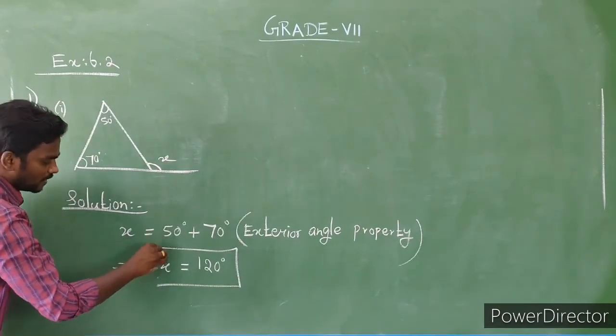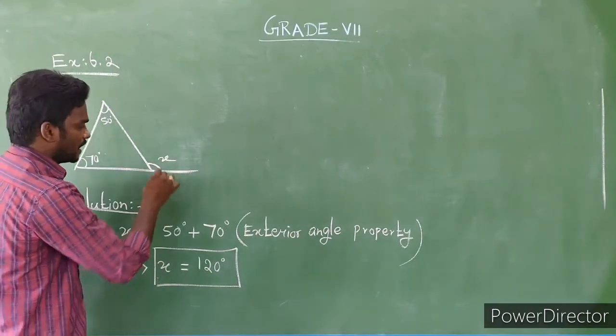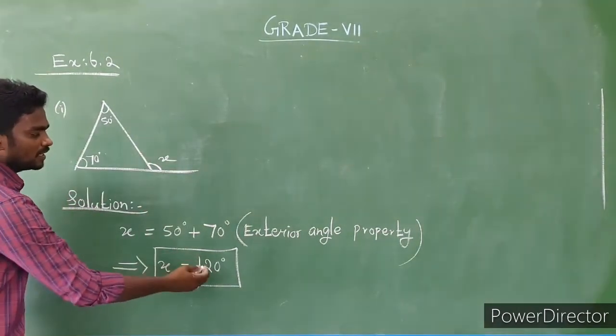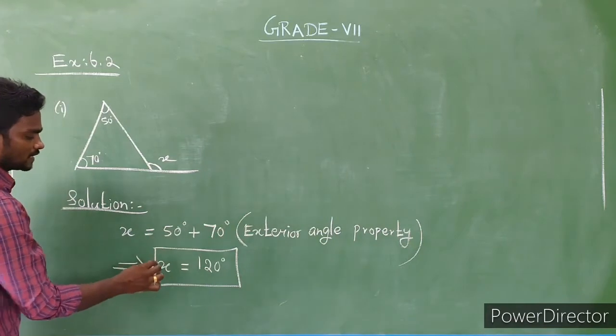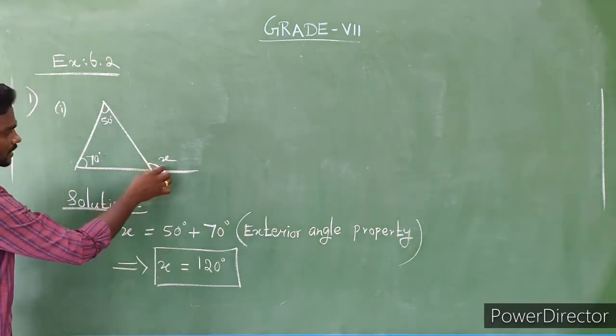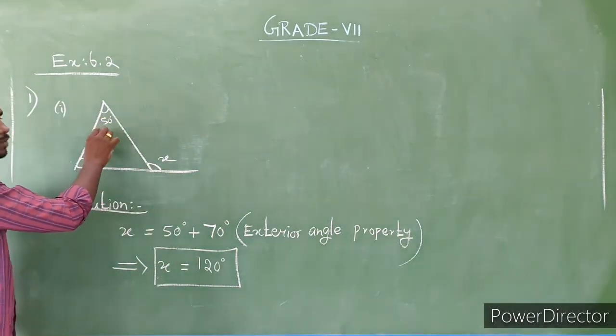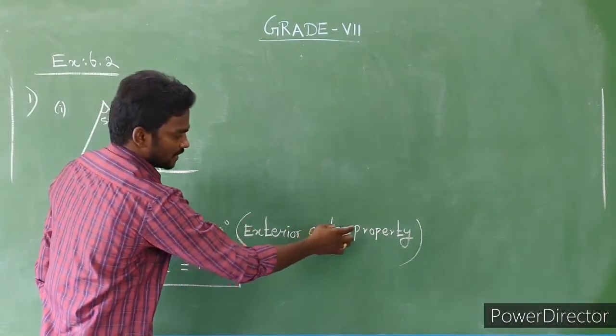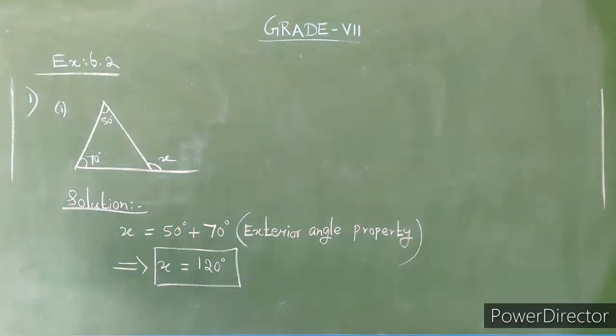So we can find the value of x. That means we can find the exterior angle by using the exterior angle property. The exterior angle of a triangle is equal to the sum of the interior opposite angles. It is called the exterior angle property of a triangle.